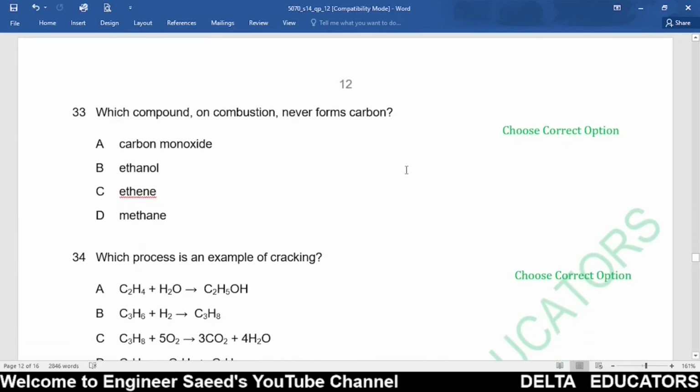Question number 33. Which compound on combustion never forms carbon? Option A, carbon monoxide, B, ethanol, C, ethene, D, methane. When we burn ethanol, ethene or methane, we will get unburned carbon particles. But when we burn carbon monoxide, we will not get unburned carbon particles, we will get only carbon dioxide. So our correct option will be option A. When we combust carbon monoxide, we will not get carbon.